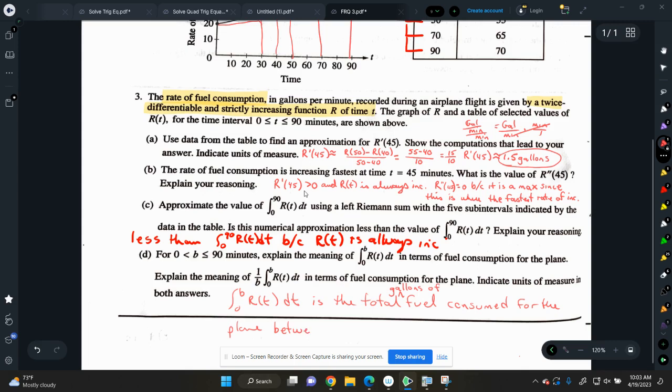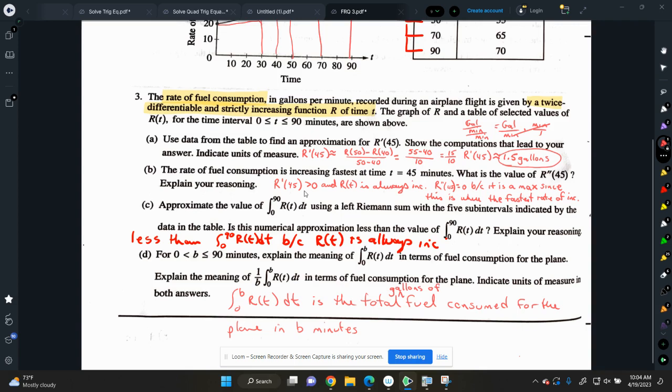Yes, between the time. Well, if we're going 0 to B, you can phrase it that way. That's okay. But I'm going to say total consumed for the plane in B minutes because we're starting at 0. You could say between 0 and B. That's fine. Okay, then the next part, explain the meaning of 1 over B times the integral. What is 1 over B times the integral?